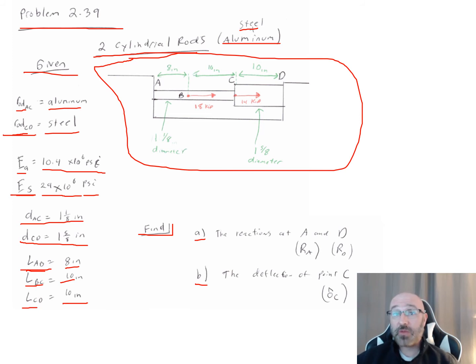So what are those variable names? Well, that's RA and RD is what I'm going to call that, my reaction at A and my reaction at D. And I also need to find my deflection at point C, so my delta C. So now I have everything nice and organized here, all of my given information, my initial diagram, and what they're asking me to solve for. This is going to be great as I move forward. I can come back here for all this information to plug into my governing equations.